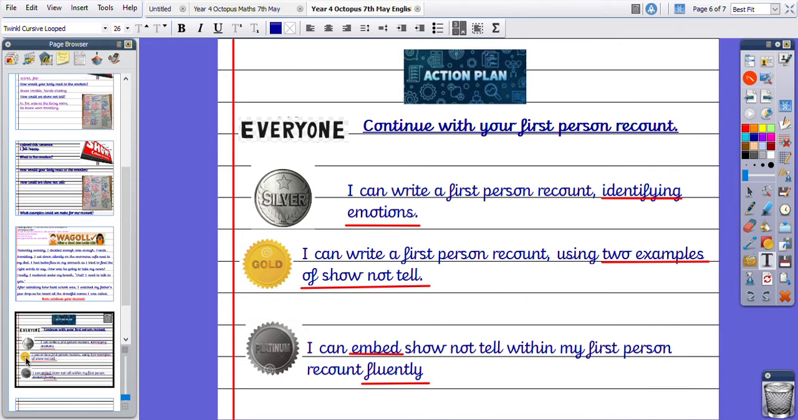So today everybody is continuing with your first person recount, so you're going to write your second paragraph. For Silver, I want you to try and identify the emotions that Joe is feeling. So is he feeling nervous or happy or sad? Using high-level vocabulary where you can. For Gold, I want you to use 2 examples of show not tell to describe how Joe or his dad are feeling. And for Platinum, I want you to be using your show not tell fluently within your writing, so lots of different examples of how each character is feeling.